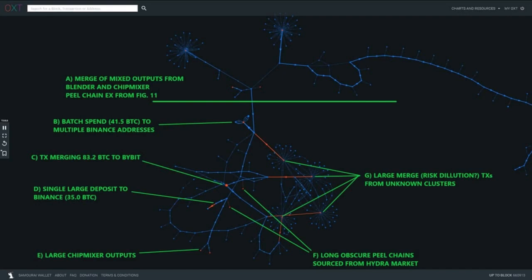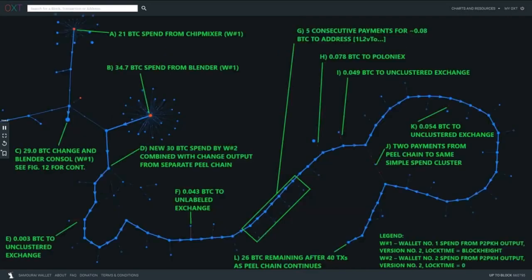This transaction graph is a continuation of the previous one. Lots of large outputs from the same entities, from both mixers, Chipmixer and Blender. We found outputs from Hydra Market and some other interesting patterns. They all wind up at the same kind of place: Bybit, and I've got some Binance hinted at in here. You would expect to see more of this based on the volumes involved. But what we really saw was more of the previous transaction graph, very long, obscure peel chains that go to nowhere, which raises some additional questions about what's really going on here.